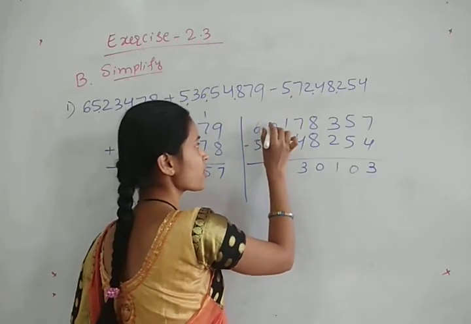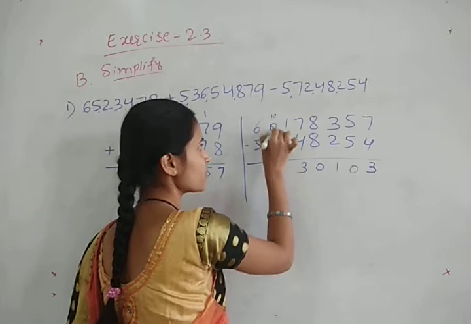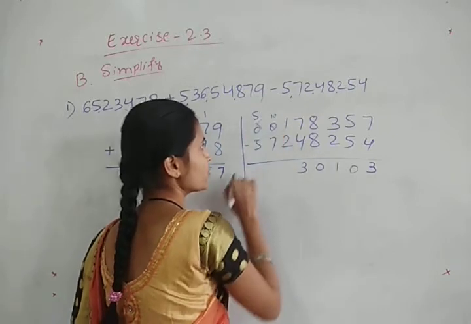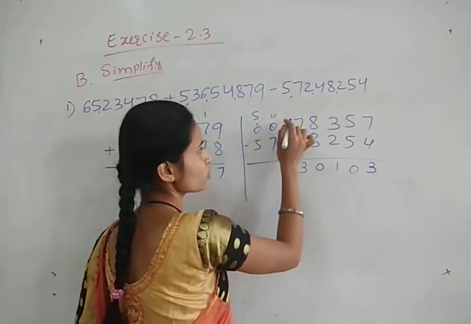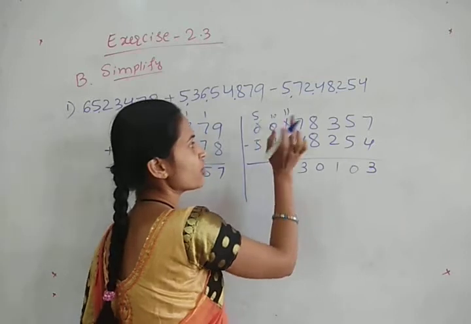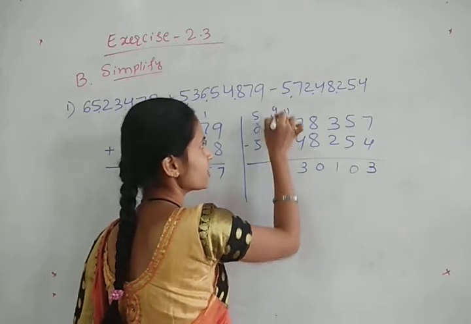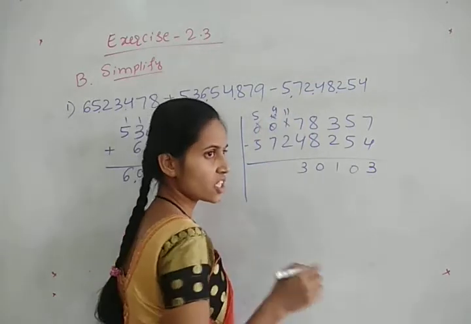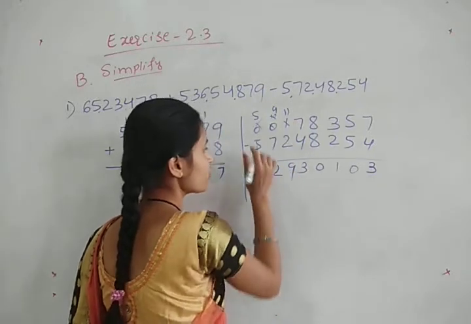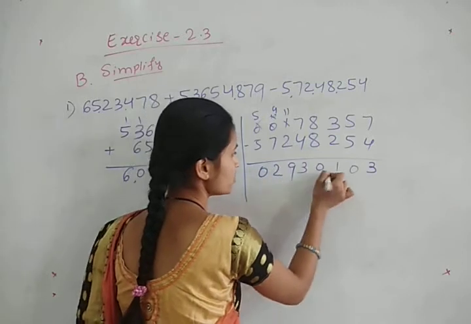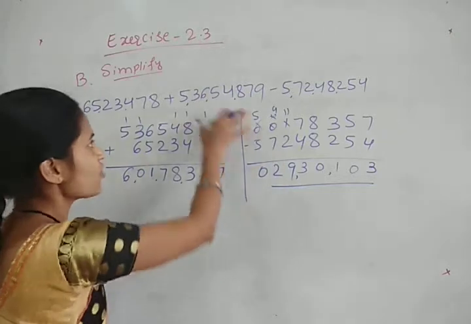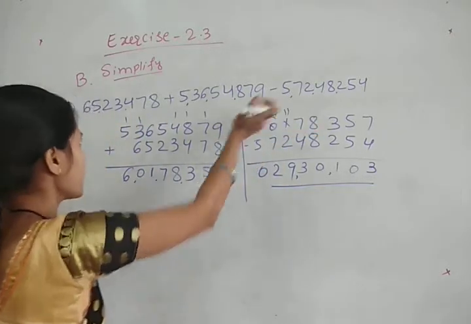Now this 0 becomes 10. After taking 1, here we are left with 5. After taking 1 borrow, this one becomes 11. As this 10 gave 1 borrow to this one, here we are left with 9. 11 minus 2 is 9. Now 9 minus 7 is 2. 5 minus 5 is 0. So this is the final result of this problem.